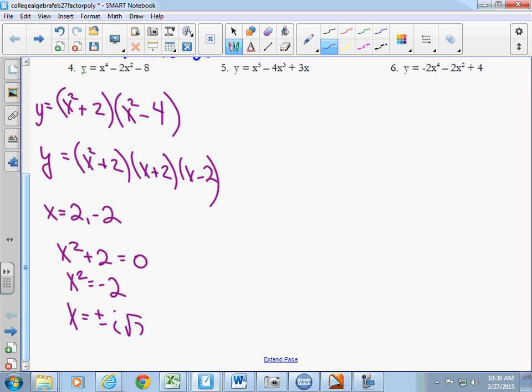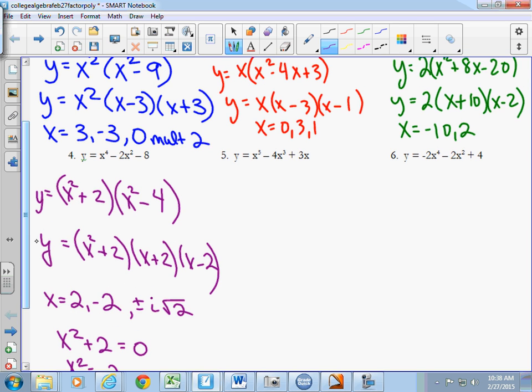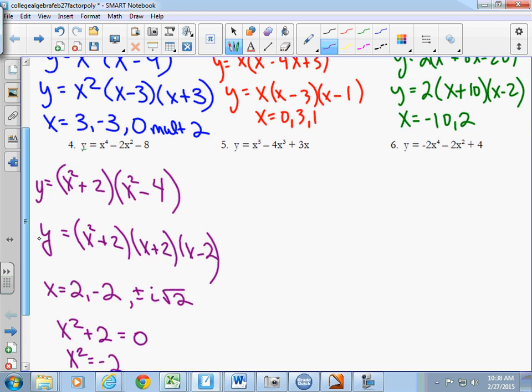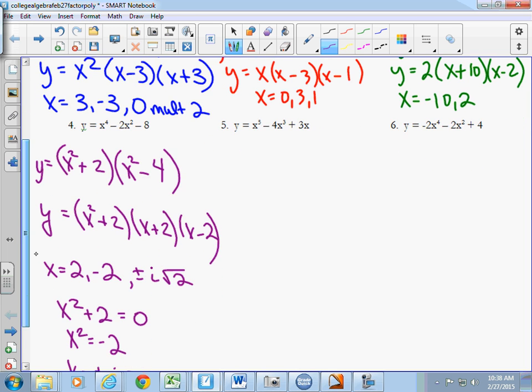Good. Now, sometimes it'll ask for x-intercepts. This wouldn't count as an x-intercept. Why not? Because it's not real. There's not a place it crosses the x-axis. If it asks for zeros, you can put it. It's an imaginary zero. It's not fake, so we have to put that down as an answer. If it asks for zeros, you do, but if it asks for x-intercepts, you don't.